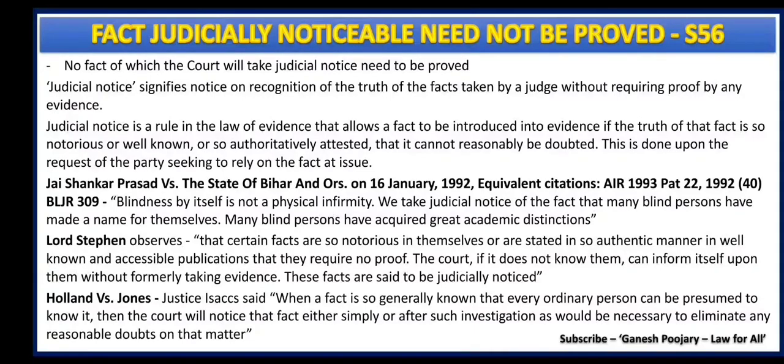I have 3 case laws here and 3 important statements, and these statements are quite easy. I am not going to explain them. For the benefit of those who are listening, I will just read out those important statements. The first one, in the case of Jaishankar Prasad versus the State of Bihar, it was held that blindness by itself is not a physical infirmity. We take judicial notice of the fact that many blind persons have made a name for themselves. Many blind persons have acquired great academic distinctions. As general public, we also have observed that a lot of blind people have proved themselves. So that is what was held here, that it is not that every blind person cannot prove anything.